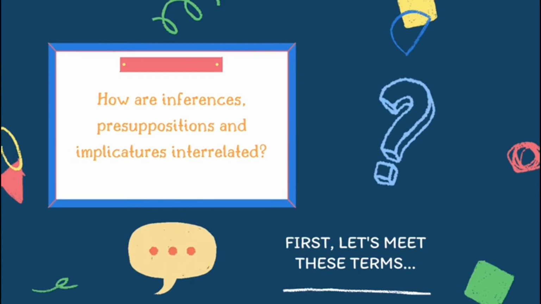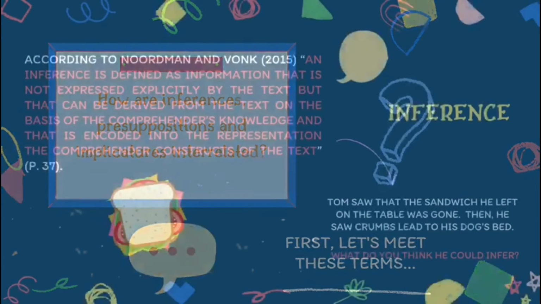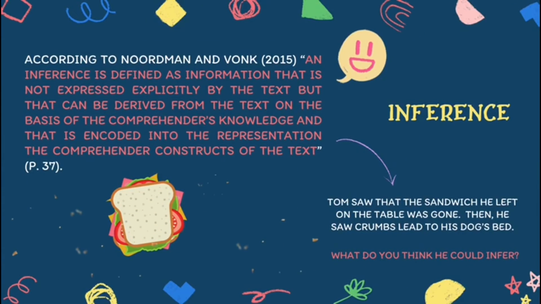How are inferences, presuppositions, and implicatures interrelated? Well, in order to answer this question, let's understand what these terms mean. According to Norman and Vong, an inference is defined as information that is not expressed explicitly by the text but that can be derived from the text on the basis of the comprehender's knowledge and that is encoded into the representation the comprehender constructs of the text.